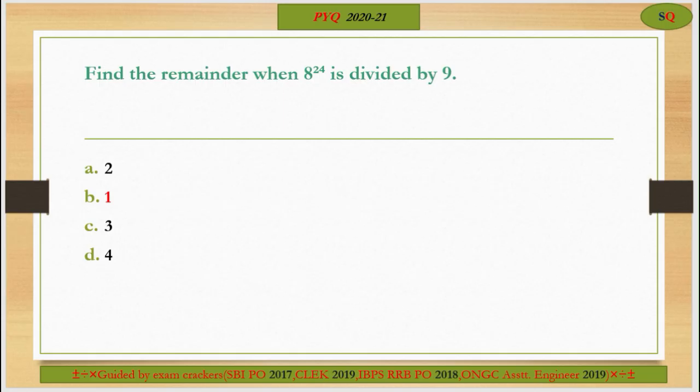Just you can do in a second. It is 8 to the power 24 by 9. Here in the numerator base 8, to make it 9, how much does it need? 1. So (9 minus 1) to the power 24 by 9. So the 9 is cancelled. So minus 1 to the power 24 equals 1. So the answer is B.